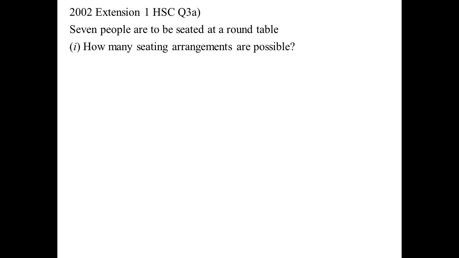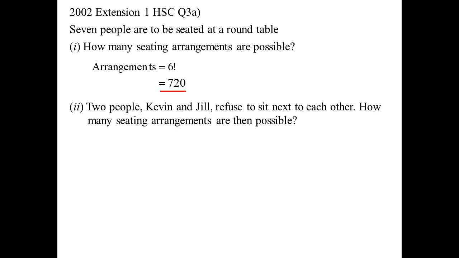Let's try an HSC one. 7 people seated around a table. How many arrangements are possible? So there's no restrictions here. 7 people, but we're going in a circle rather than a line. So it's 6 factorial. Two people, Kevin and Jill, they refuse to sit next to each other. How many arrangements are now possible?